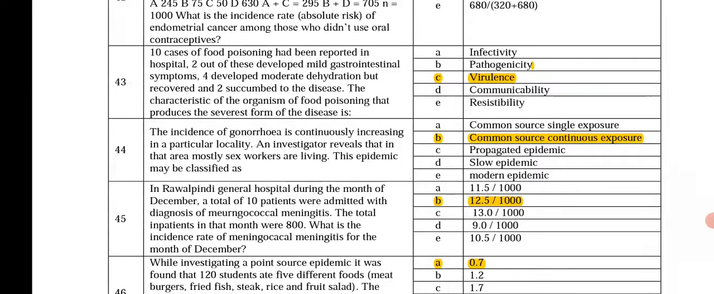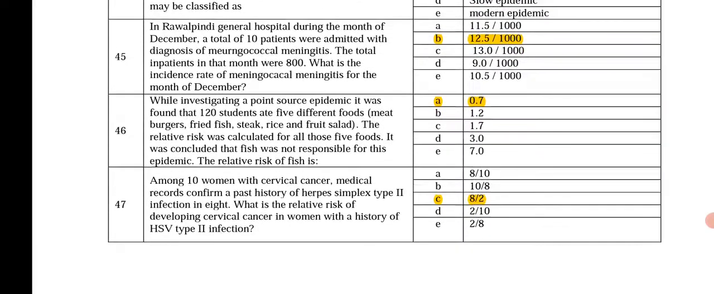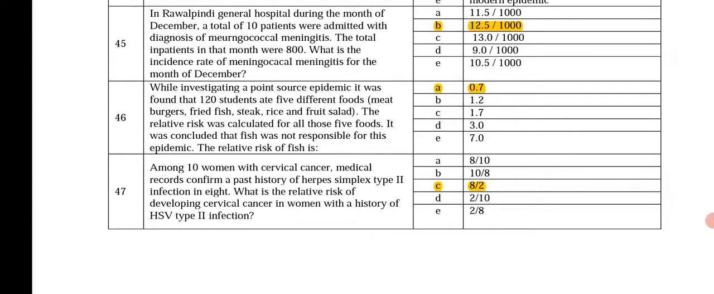In Rawalpindi General Hospital during the month of December, a total of 10 patients were admitted with a diagnosis of meningococcal meningitis. The total inpatients in that month were 800. What is the incidence of meningococcal meningitis for the month of December? 12.5 per 1000. While investigating a point source epidemic, it was found that 120 students ate 5 different foods: meat, burgers, fried fish, steak, rice, and fruit salad. The relative risk was calculated for all those foods. It was concluded that fish was not responsible for this epidemic. The relative risk of fish is 0.7.